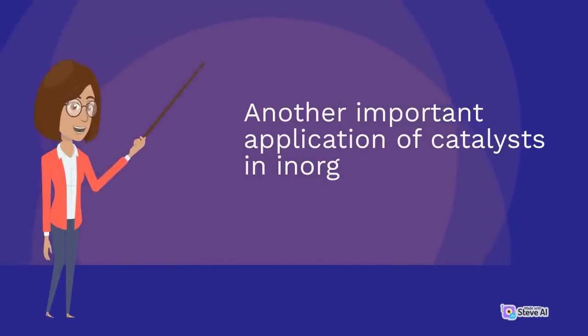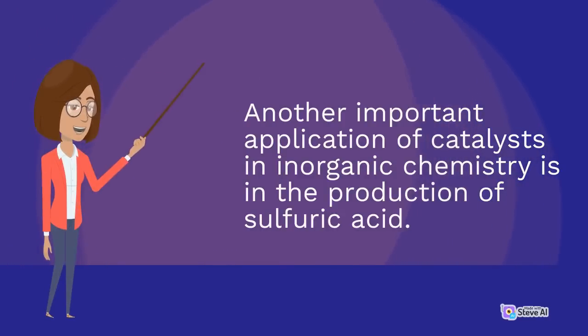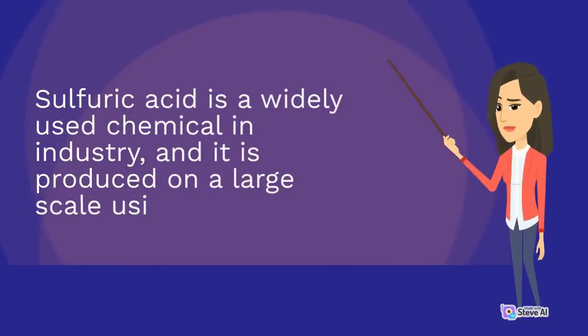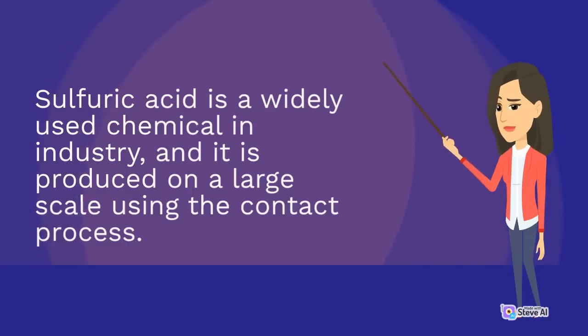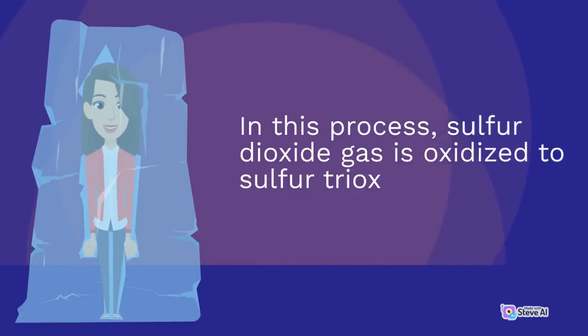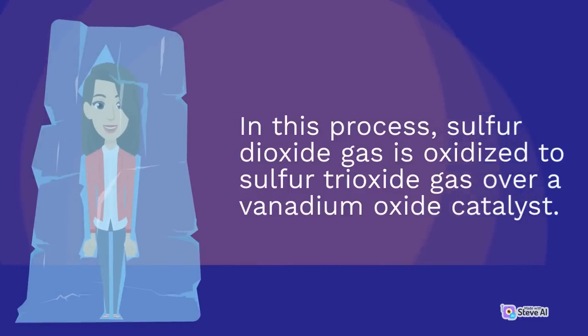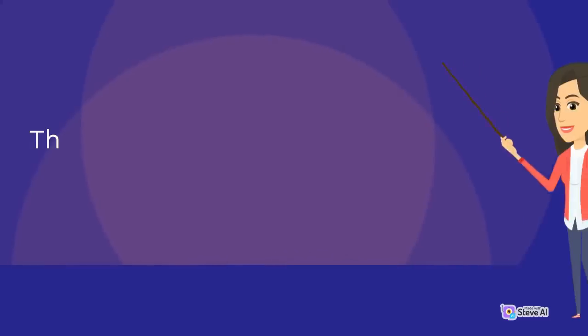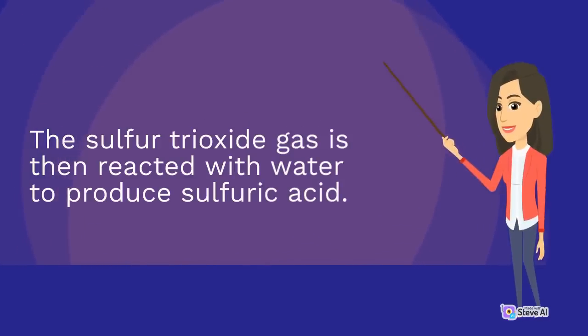Another important application of catalysts in inorganic chemistry is in the production of sulfuric acid. Sulfuric acid is a widely used chemical in industry, and it is produced on a large scale using the contact process. In this process, sulfur dioxide gas is oxidized to sulfur trioxide gas over a vanadium oxide catalyst. The sulfur trioxide gas is then reacted with water to produce sulfuric acid.